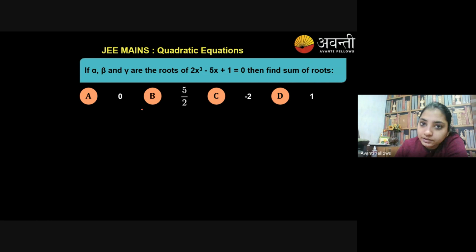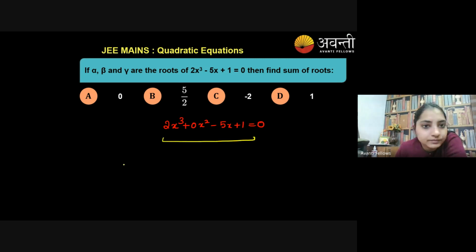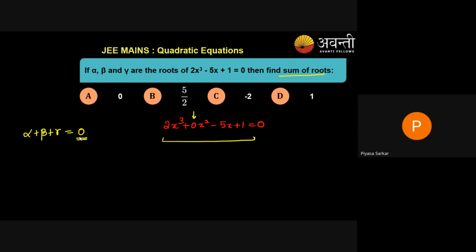Now, see, you have been given an equation, right? You first have to write this question properly: 2x³ plus 0x² minus 5x plus 1 is equal to 0. This should be the right way to write this equation. Clear? And the question asks for the sum of roots. It means alpha plus beta plus gamma. What you learned: just next to the degree. It means 0. So the answer should be 0, but... Yes, ma'am. Clear to everyone? Any doubt?